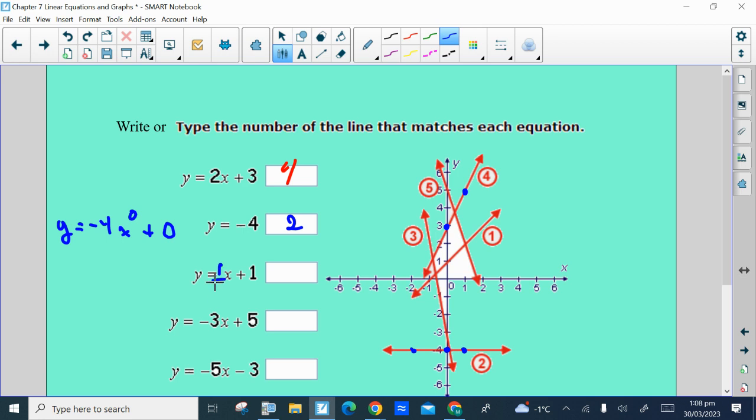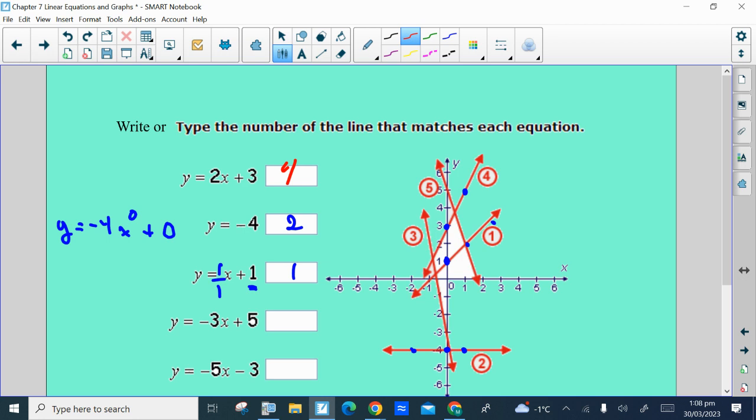1, or 1 over 1. What's the y-intercept? Also plus 1. That's your b value. So line number 1 has a y-intercept of plus 1, and if you rise 1 and run 1, that'll take you right there. If you rise another 1 and run another 1, that'll take you right there. So that is equation or line number 1.